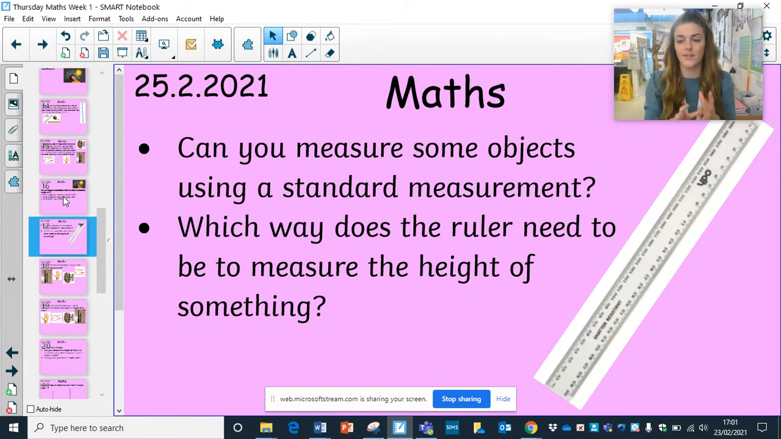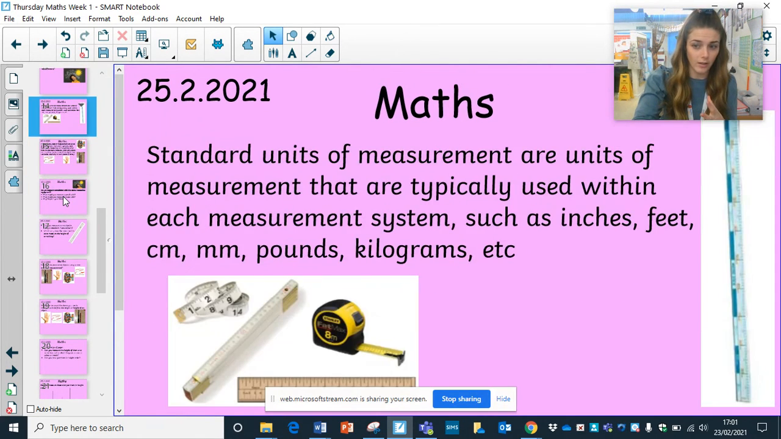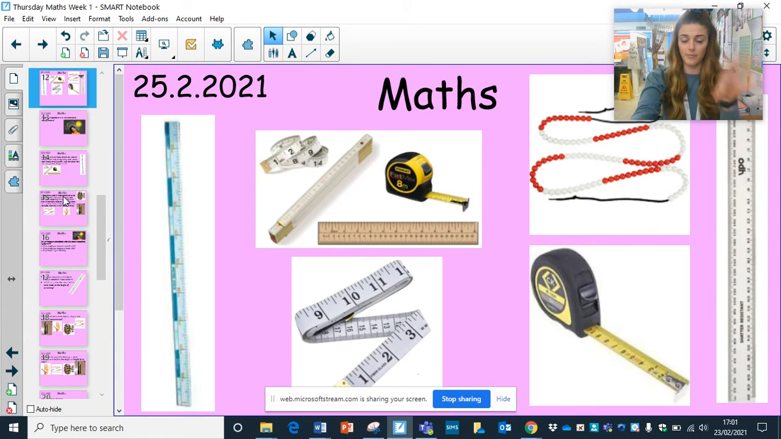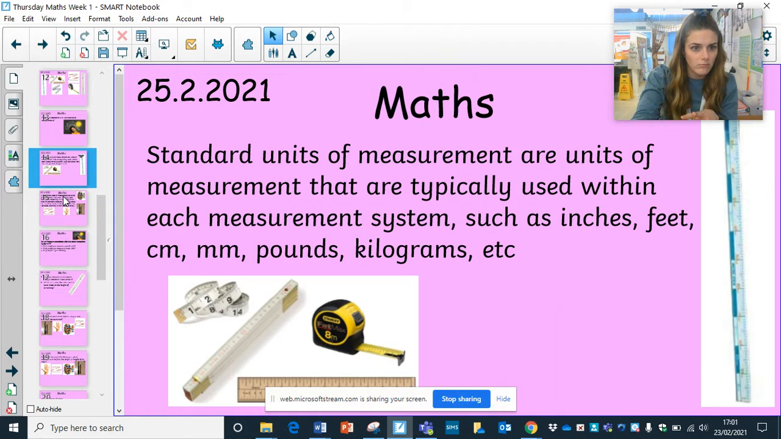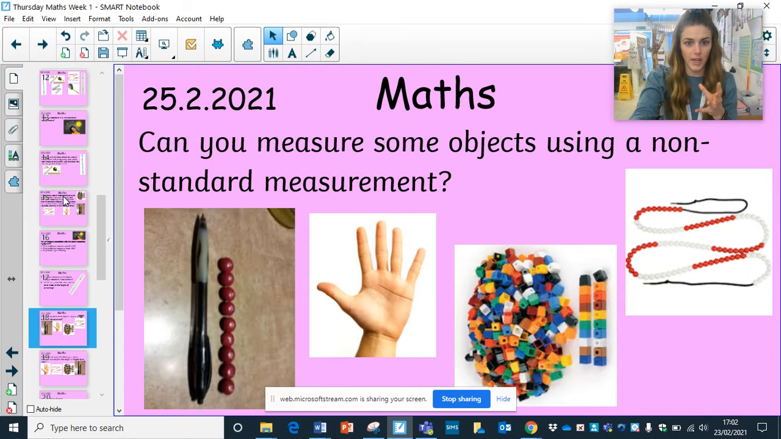So your activities today, there are a few outlined for you. Very practical. Can you measure some objects using a standard measurement? That's something like a tape measure, a meter stick, or a ruler. So your meter stick and ruler, they're your standard units.